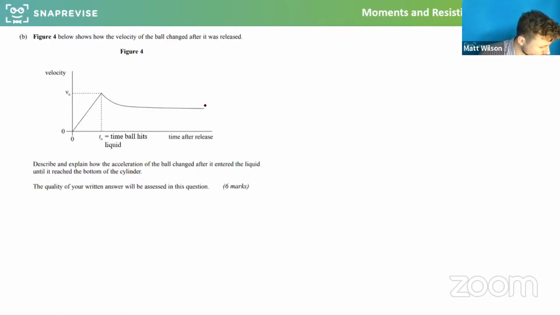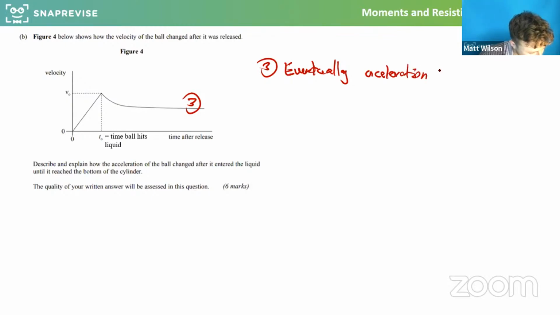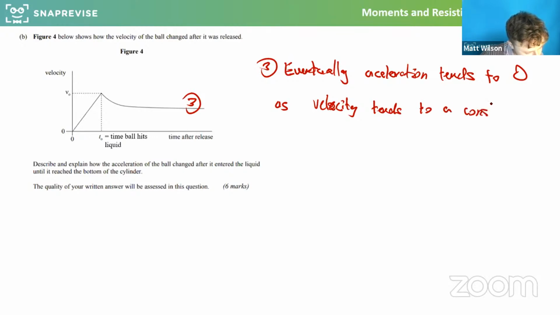So in section 3, this section at the end, eventually acceleration tends to 0 as velocity tends to a constant terminal velocity.